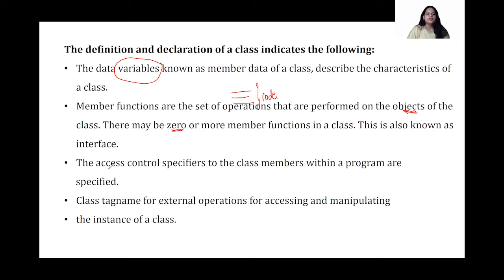Now, access control specifiers to the class members within a program are specified. This is important. What is this access control specifier? Just now we saw something called private and public, isn't it? They are called access control specifiers. They control the access into the class. How they do that we will see in detail. As of now, remember that there are access control specifiers also, which we are going to mention inside the class apart from our data members and member functions.